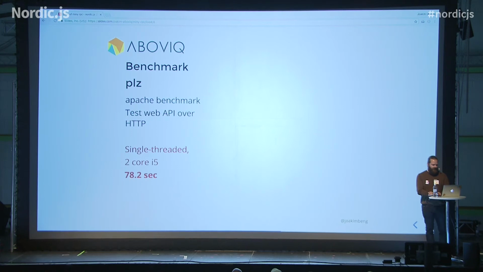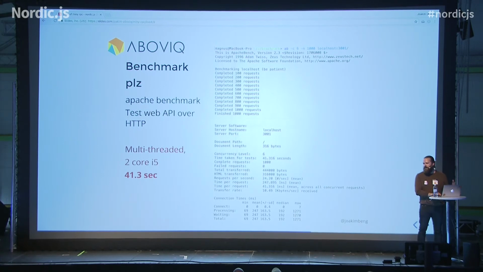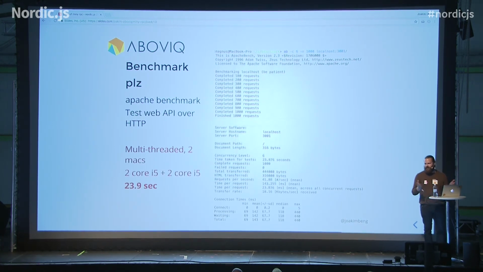If we run this 1,000 times with Apache benchmark, the first not scaled version will take about 78 seconds. And if we run our scaled version, we almost halve the time for the same request and the same data. And we can even scale it to multiple computers easily.